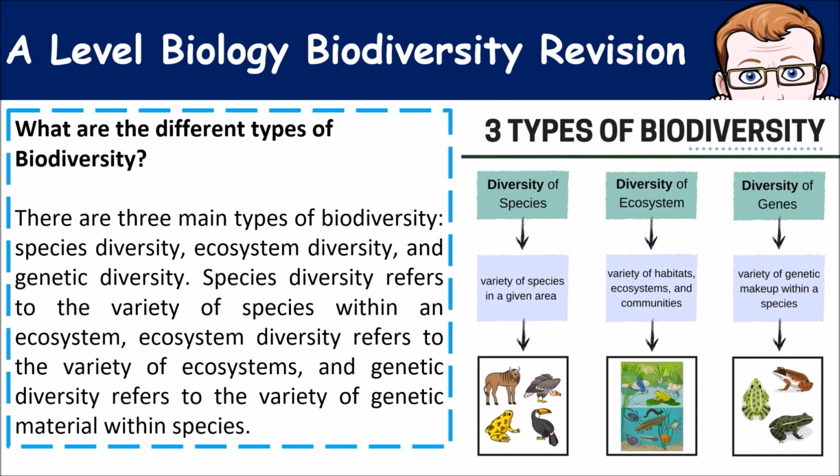There are a number of different types of biodiversity. So we can have species biodiversity, we can have diversity of ecosystems, and we can have diversity within the genes within a particular area. When we talk about diversity of species, we're talking about the variety of species within a given area. If we're talking about diversity of ecosystems, we're talking about the variety of habitats within that area. And the diversity of genes is talking about the variety of genetic makeup within a particular species. So in the little picture below, you might have one or more different species of, I don't know, frogs, for instance.